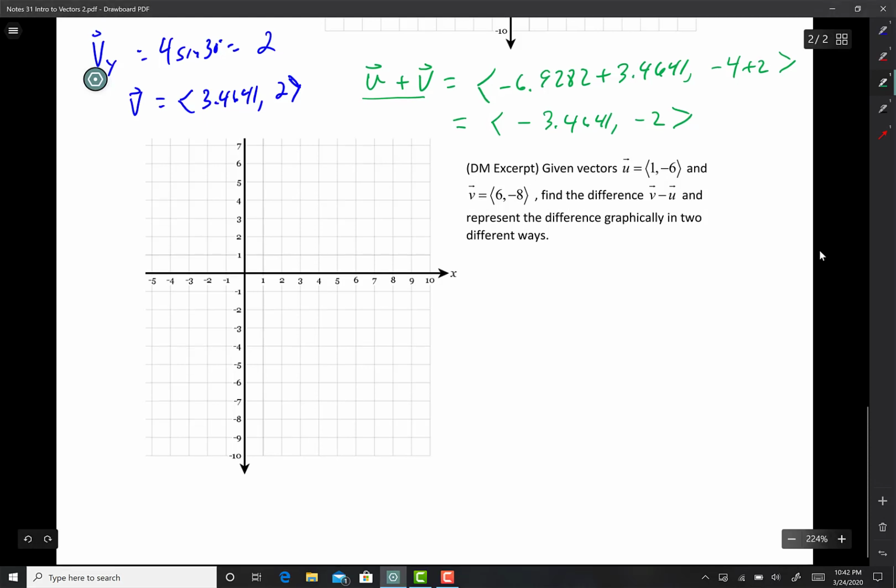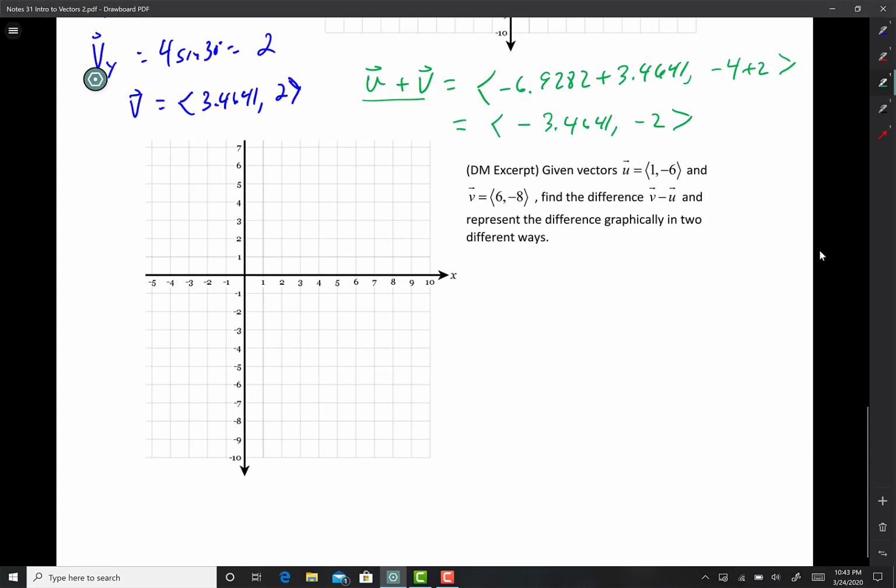All right, guys, here we go. Last one. It says, given vector U is (1, -6), and vector V is (6, -8), find the difference, V minus U, and represent the difference graphically in two different ways. All right, so let's do it one way. So they want V minus U.